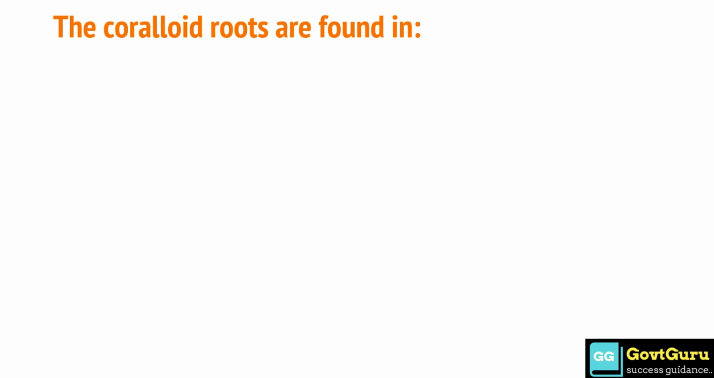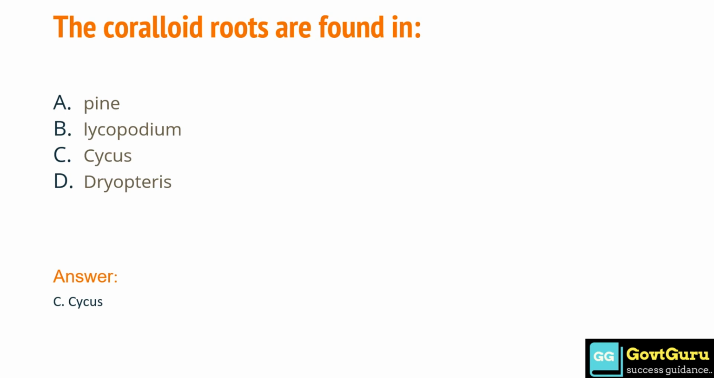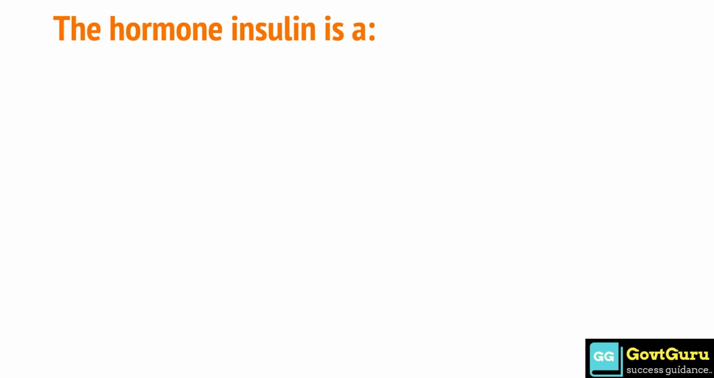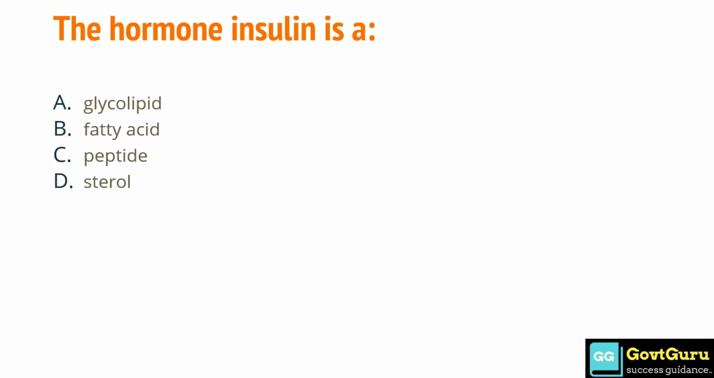The coralloid roots are found in option A pine, option B lycopodium, option C cycas, option D Dryopteris. So the answer is option C cycas. The hormone insulin is a option A glycolipid, option B fatty acid, option C peptide, option D sterol. So the answer is option A glycolipid.